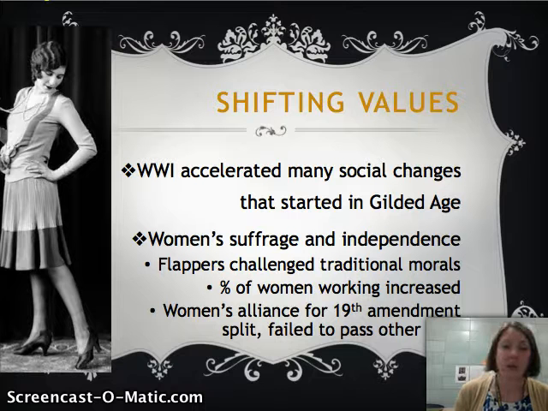There's also a major increase in the percentage of women who are in the workforce. It's still not anything approaching the number of men who are working, but we do start to see women working in clerking type roles, as nurses, as teachers, not typically in industrial production, but moving in that direction. The alliance of women who had come together to force Congress to pass the 19th Amendment also suffers its own internal crisis in the years following World War I, and splits into a more radical group and a more conservative group, who then fail to come together and pass additional laws to protect women.